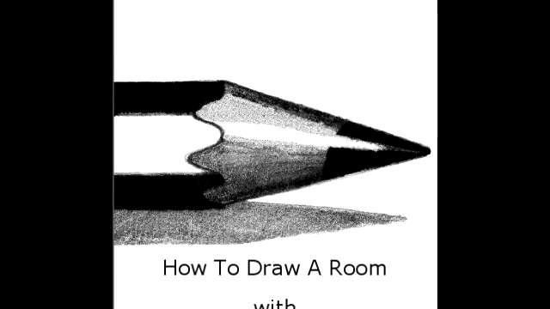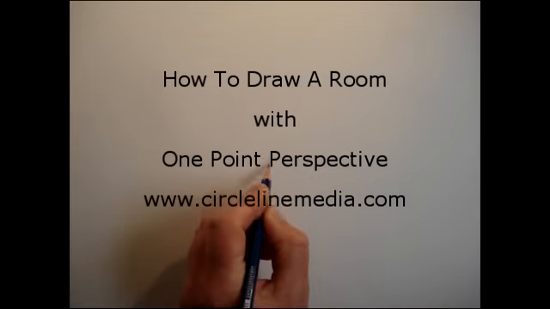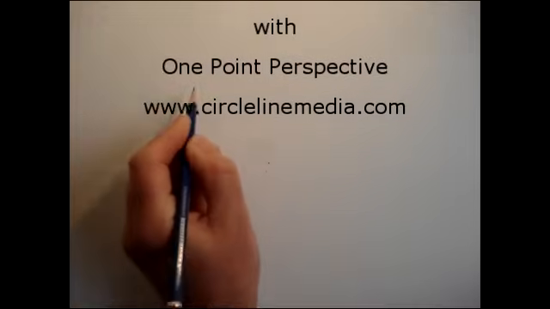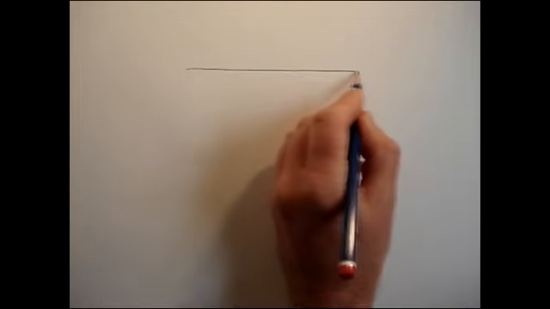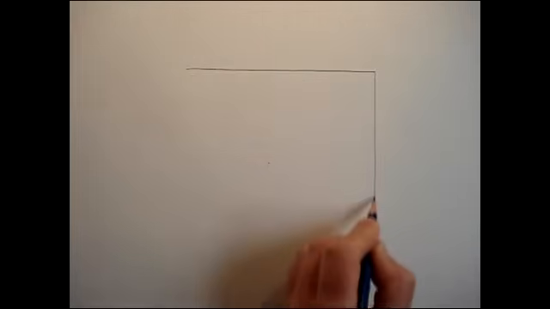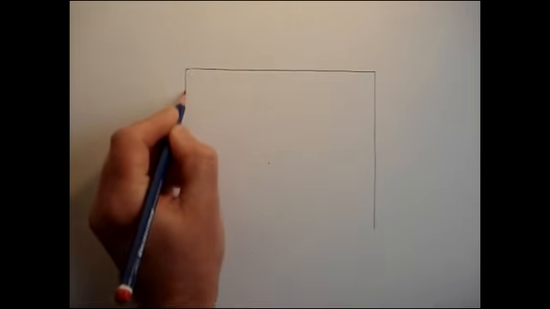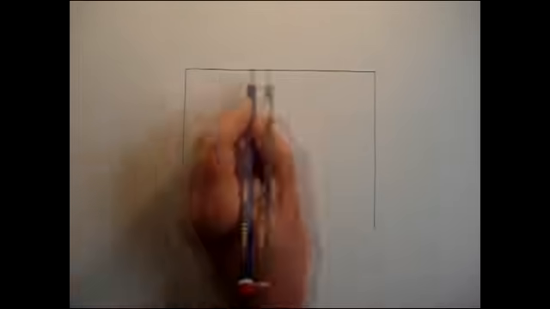In this video, I'm going to show you how to draw a room using one-point perspective. You start with a dot in the center of the page. The dot is going to be your vanishing point. Then around the dot, you draw a rectangle using as straight lines as you can manage, and each line of the four sides of the rectangle should be, if you can, parallel to the edges of the paper.